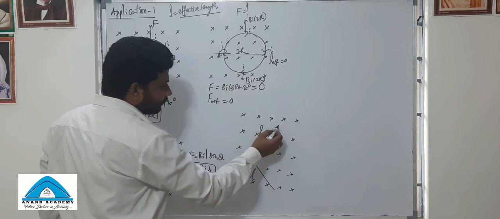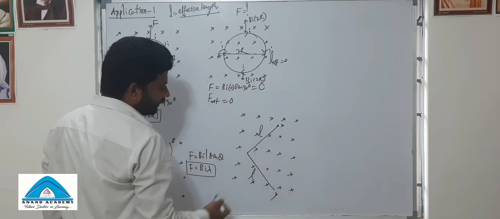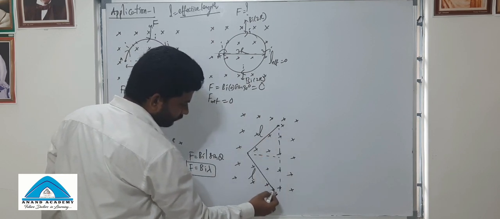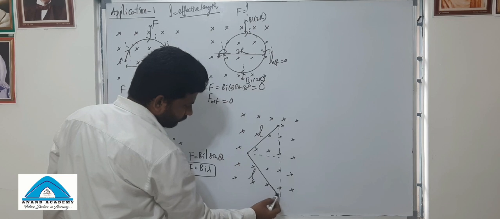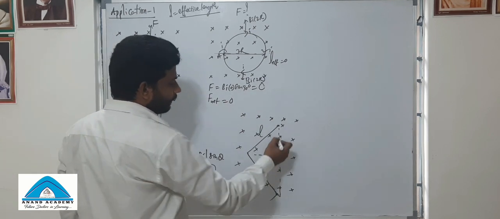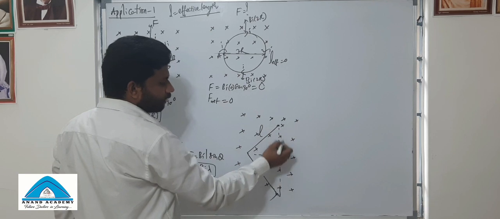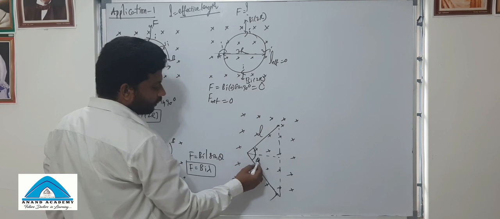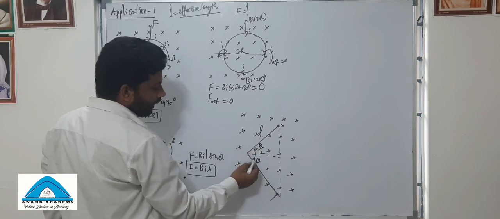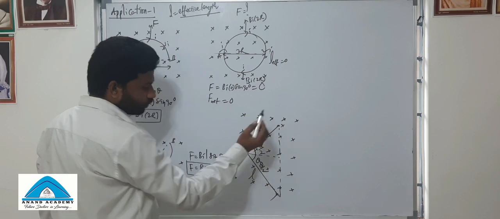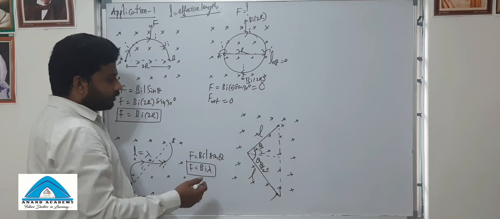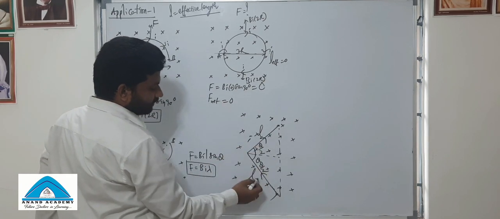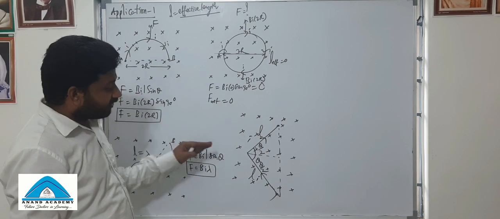Now this is point X and this is point Y, and they have clearly mentioned that from here to here the total angle is theta. This is theta by 2 and this part is also theta by 2. The question is, a current is flowing through that. Imagine the current I is flowing in this direction. What is the net force acting on this?